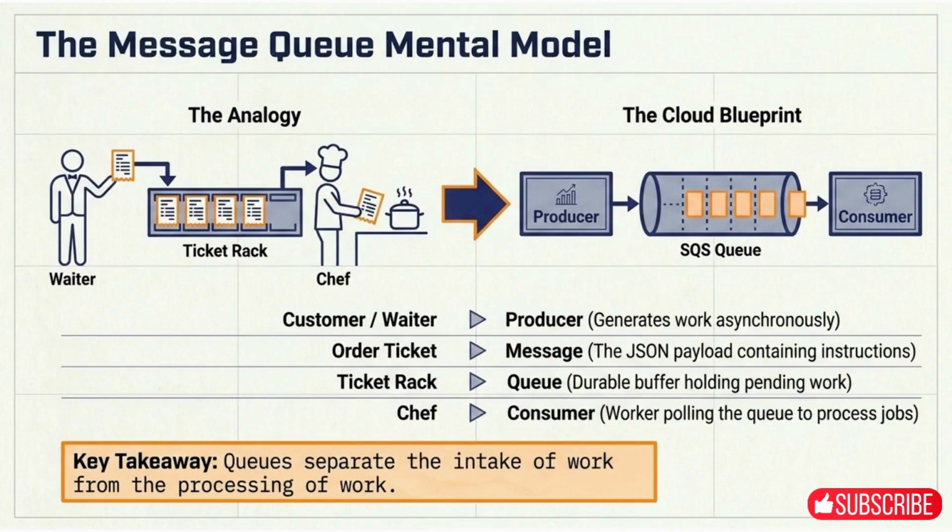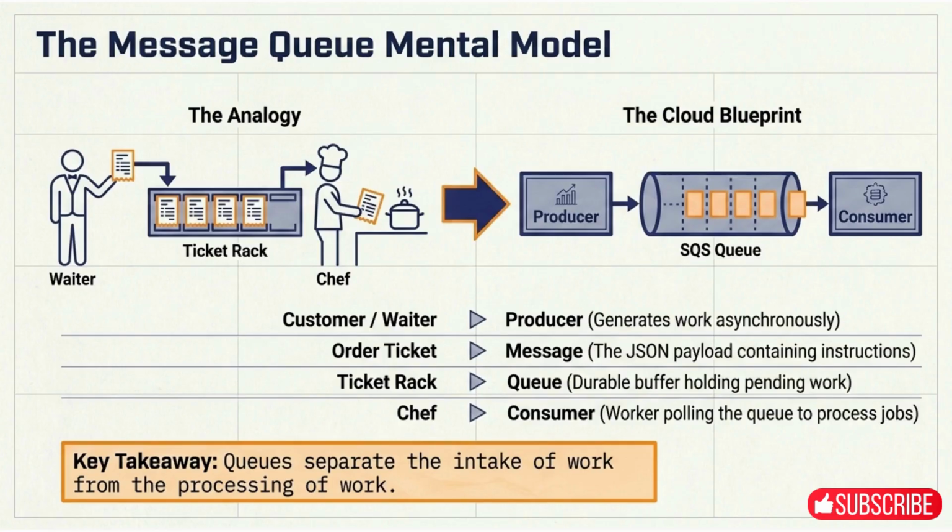Think of a busy restaurant. The waiter accepts an order and places the ticket on a rack. The chef takes the next ticket when ready. The waiter does not stand beside the chef until the meal is completed. In the cloud version, the producer is the waiter. The message is the order ticket. SQS is the durable ticket rack, and the consumer is the chef.